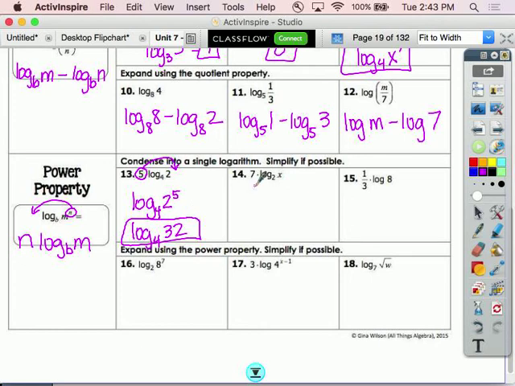All right, here we have log base 2 of x to the 7th. The exponent just comes to the back. That number in front is the exponent, and it just comes to the back. And then finally, we have log of 8 raised to the 1/3. What is 8 to the 1/3? 2. It's the cube root of 8, which is 2. So you have log of 2.